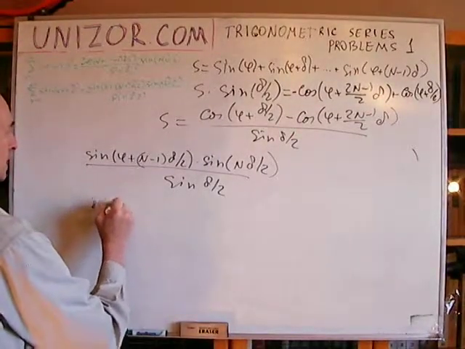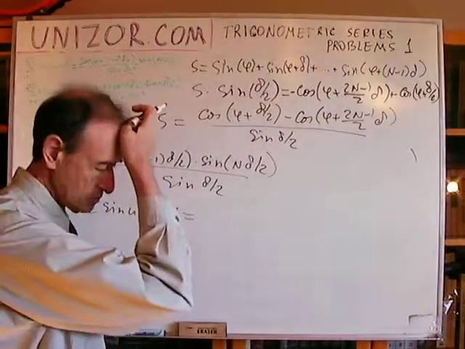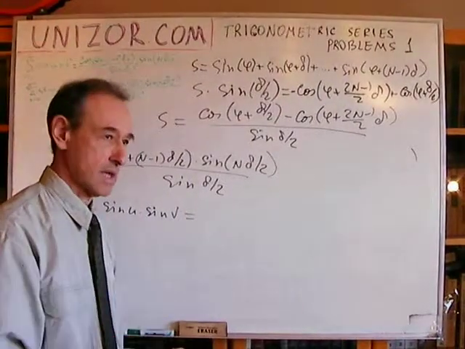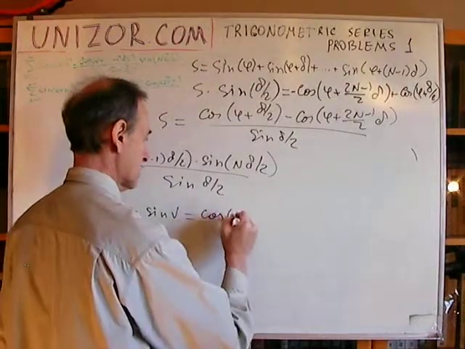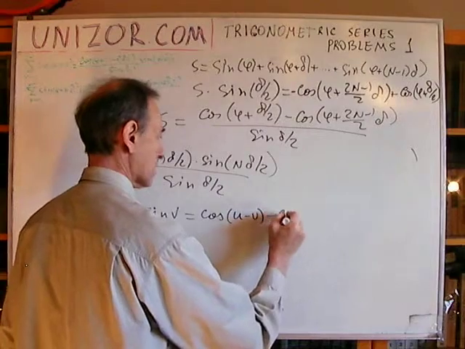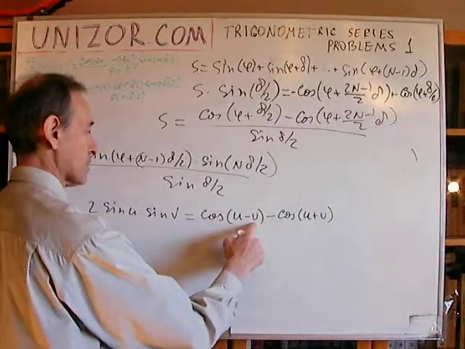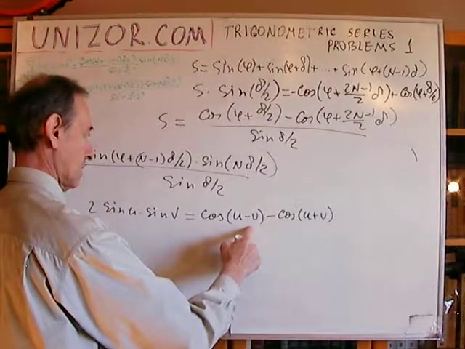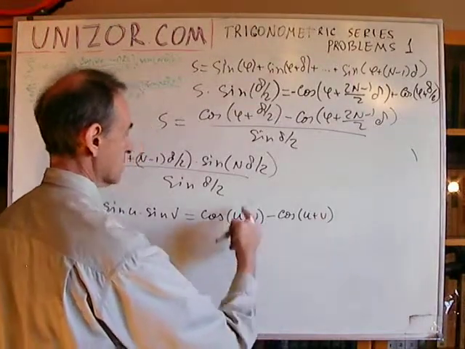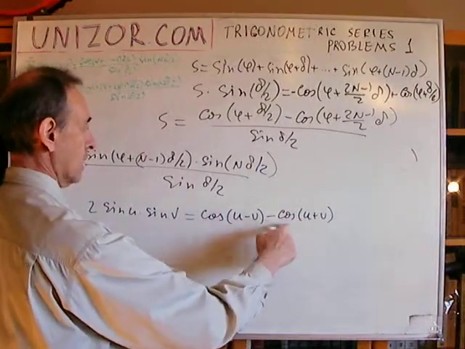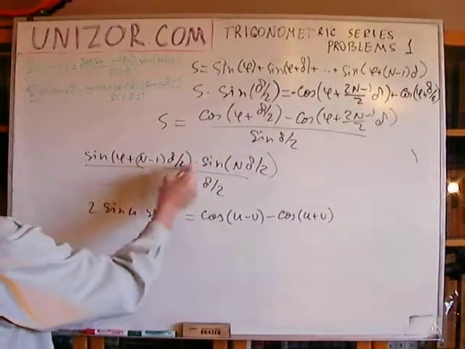So 2 sine u times sine v is equal to what? How can I get sine by sine? I have to have cosine of difference minus cosine of sum. Now, this is the cosine times cosine, minus sine times sine. Plus sine by sine. And this is also cosine cosine, but in this case minus. So cosines will be reduced, sines will remain, this minus and this minus will be plus sine. So that's the formula.